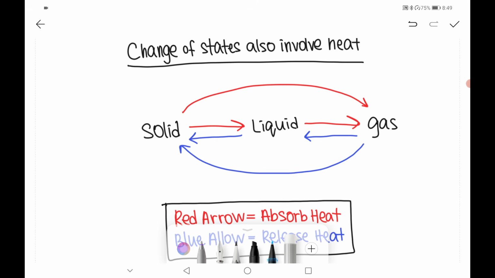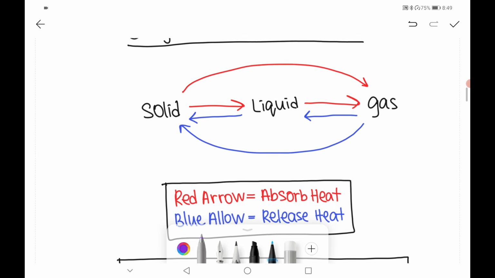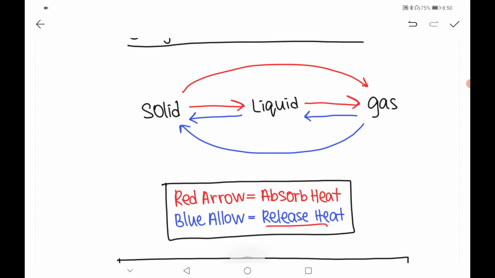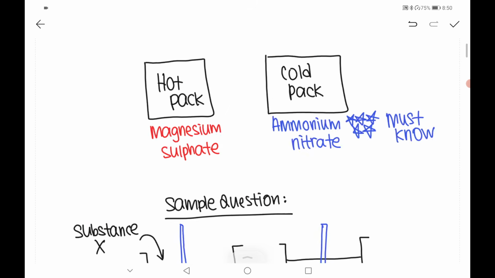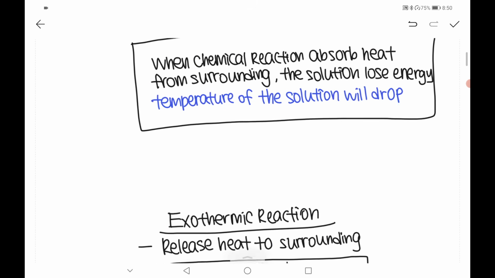All right, what you need to know is this. Look at the color of the arrow. The red color arrow means absorb the heat. The blue color arrow means release the heat. So when you change from solid to liquid, it will absorb the heat.